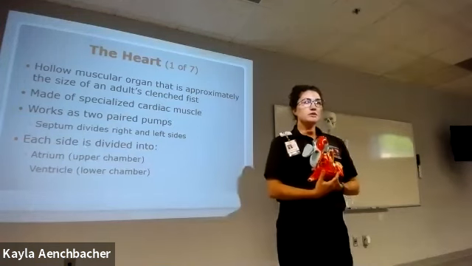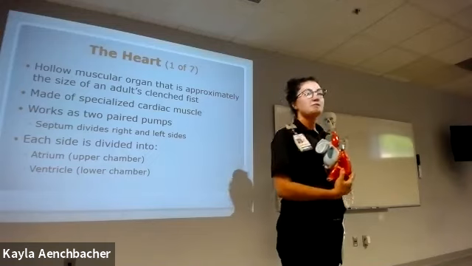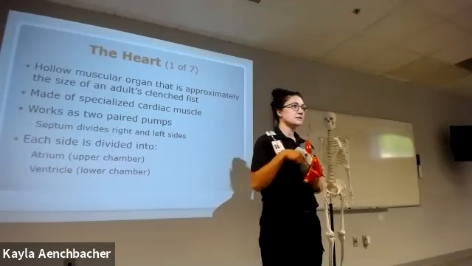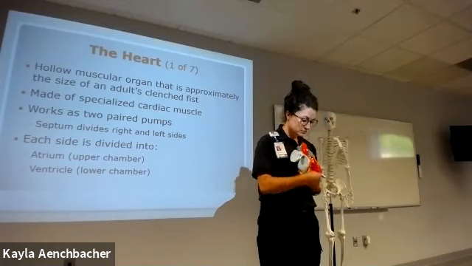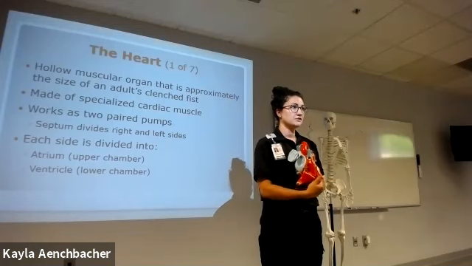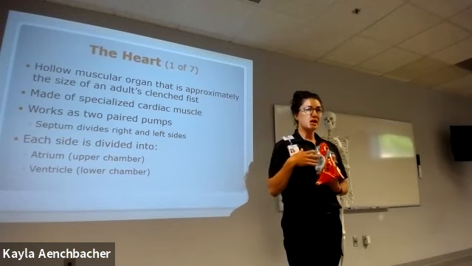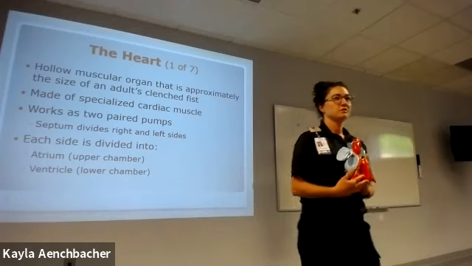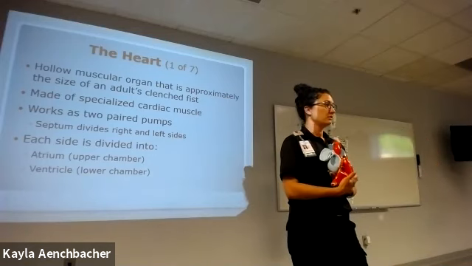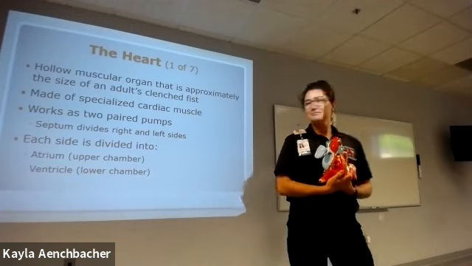The 2 chambers on the bottom on each side are going to be our ventricles. Remember that these are ventricles because they come to a point and form a V shape. V for ventricle. So atria on top, ventricles on the bottom. I have a right atria, a right ventricle, a left atria, and a left ventricle. Everybody with me so far?